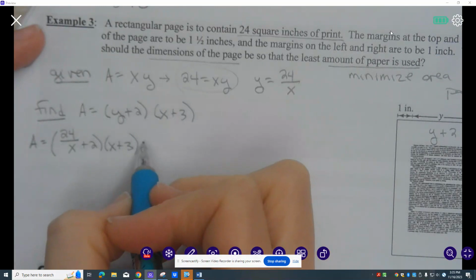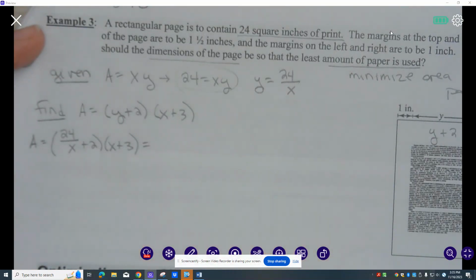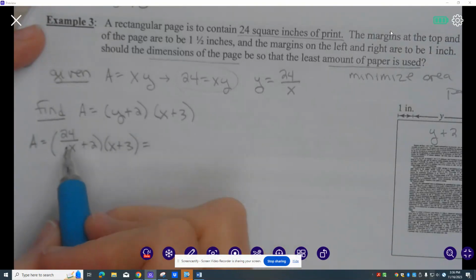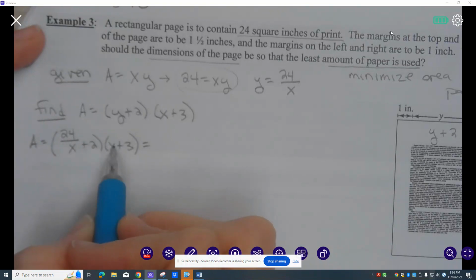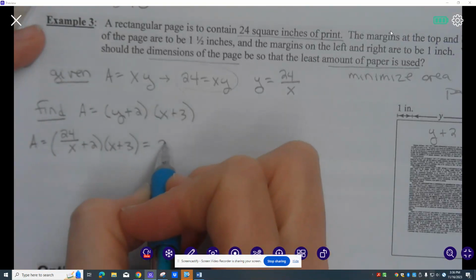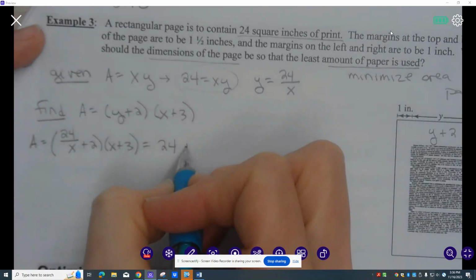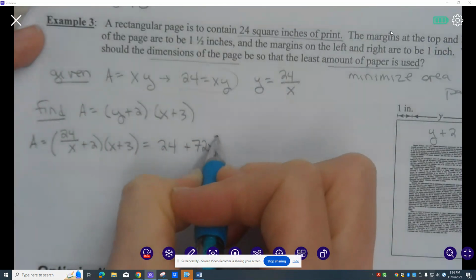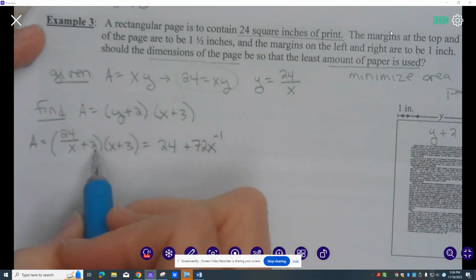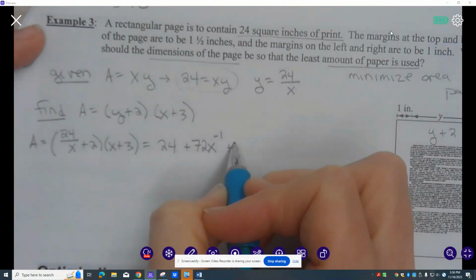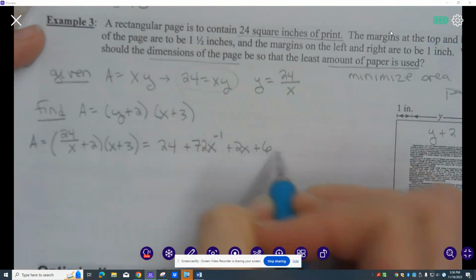I could do product rule, but I'm thinking I just want to multiply it out and turn it into a regular polynomial. If I multiply first times first, I'm just going to get 24. If I multiply the outside, I'm going to have 24 times 3, which is 72 over X. I'm going to write that as 72x to the negative 1, because I know I'm taking the derivative. Inside times inside is 2x, and last times last is 6.